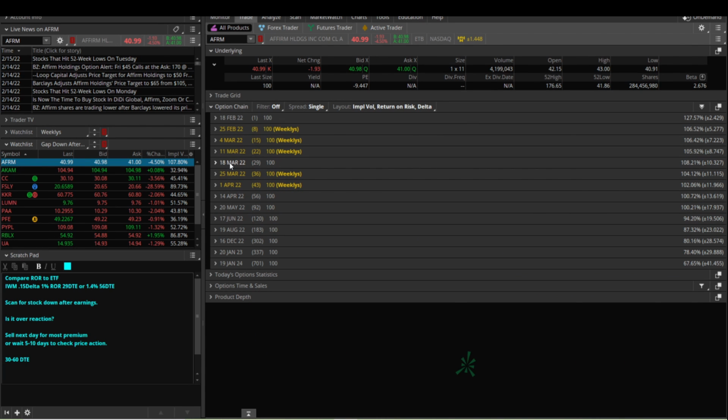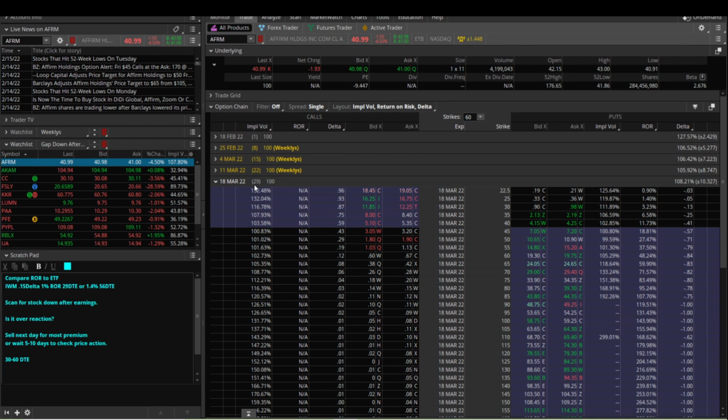So if we want to look at just this 18th of April, or March, I'm sorry, 29 days to expiration, the 13 delta is paying roughly 3%. So that's a really, really good return. You know, we could actually go all the way to the 5 delta and collect 1.4%.